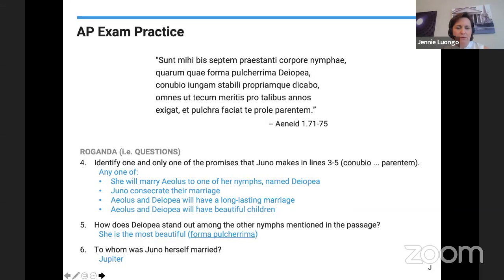How does Deiopeia stand out among the other nymphs that Juno mentions? She's pulcherrima forma. She's the most beautiful. And then to whom is Juno herself married? Well, she's married to Jupiter. What's that ablative use of forma there?